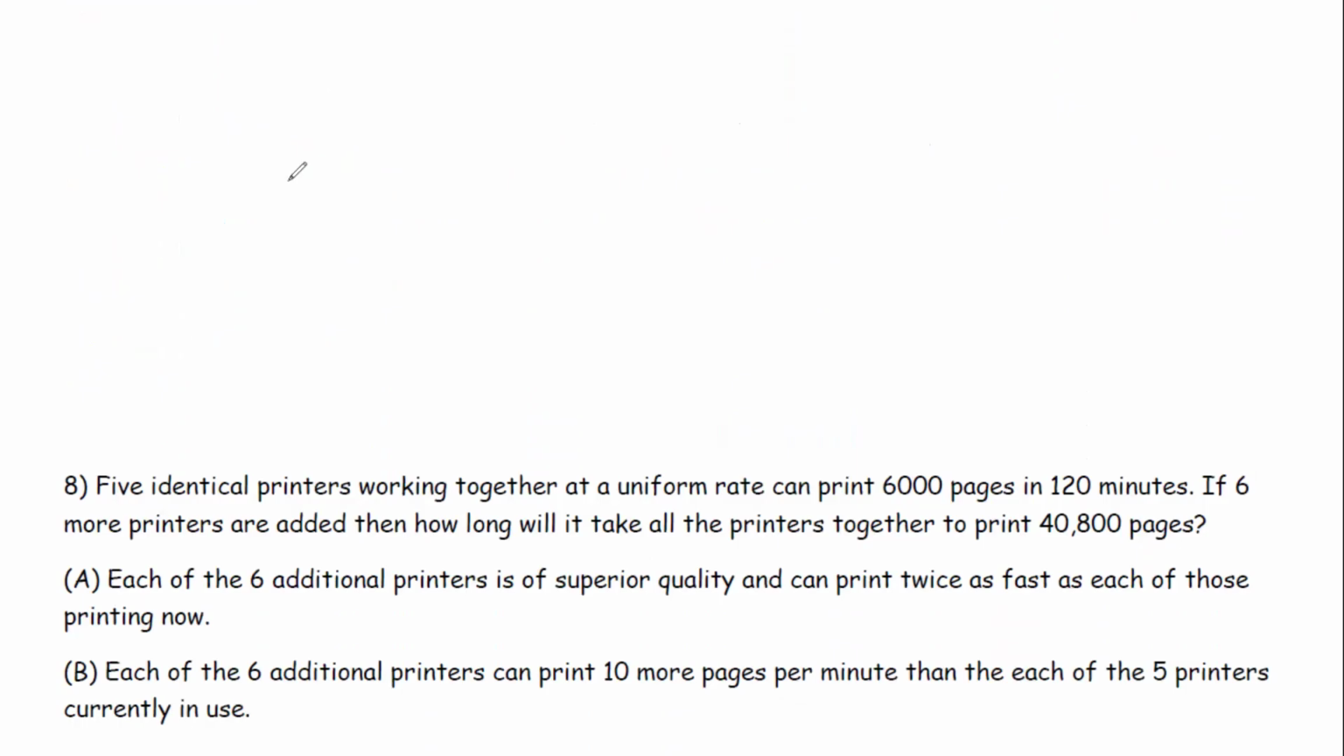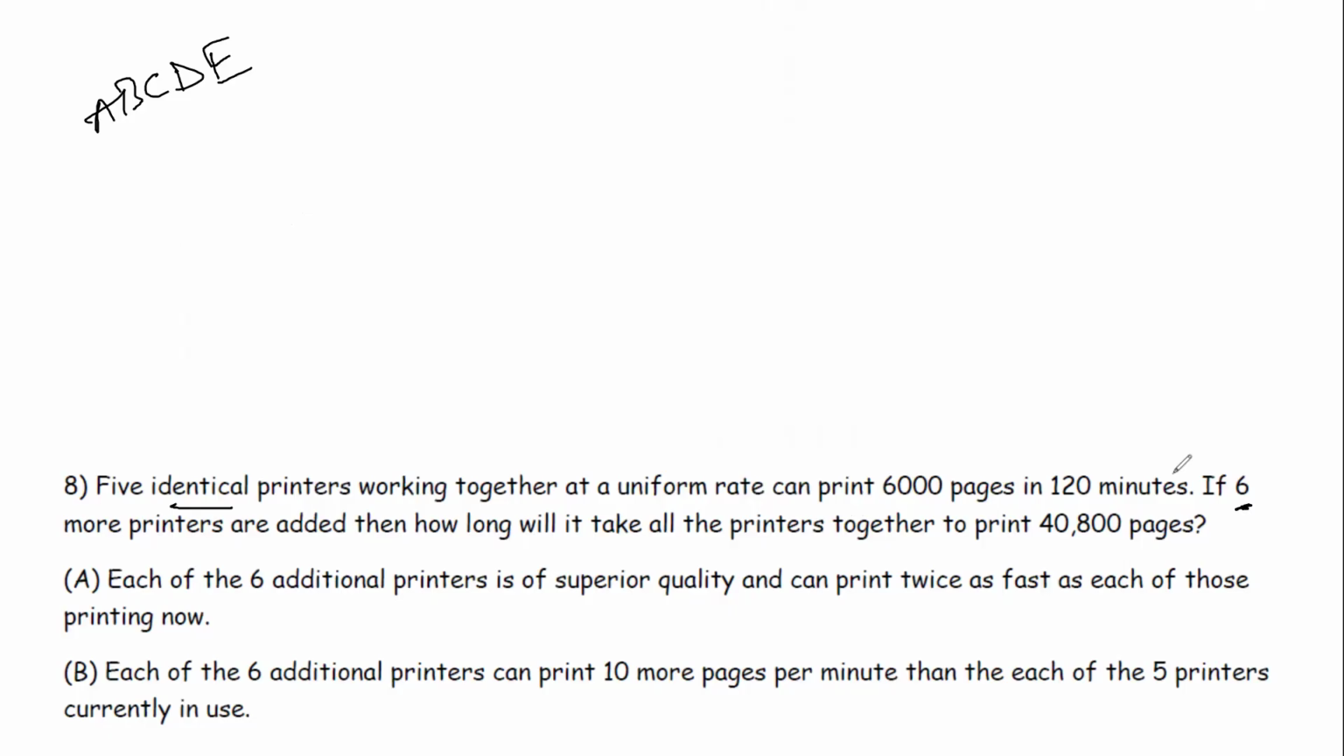Five identical printers working together at a uniform rate can print 6,000 pages in 120 minutes. If 6 more printers are added, then how long will it take all the printers together to print 40,800 pages? Okay, so 5 already there and 6 additional printers. The important thing out here is identical, and whether these 6 are those same identical printers or not, right? So once we figure that out, we can solve the question.